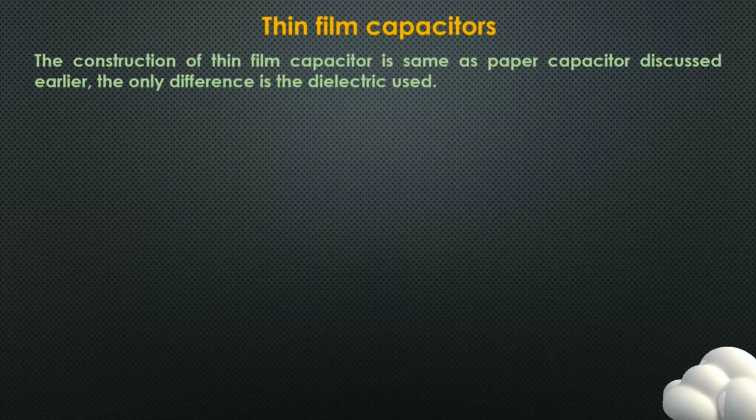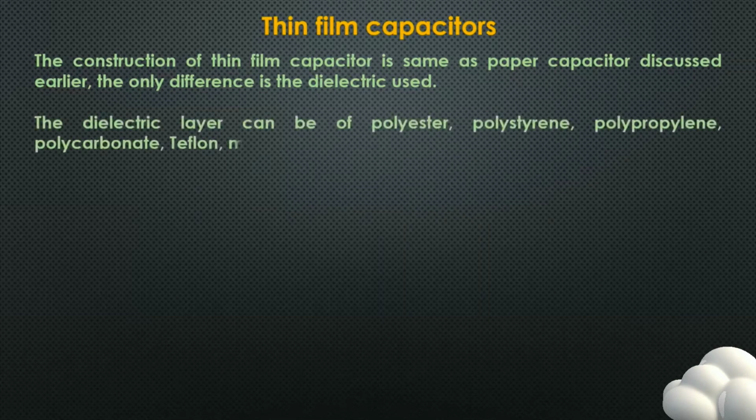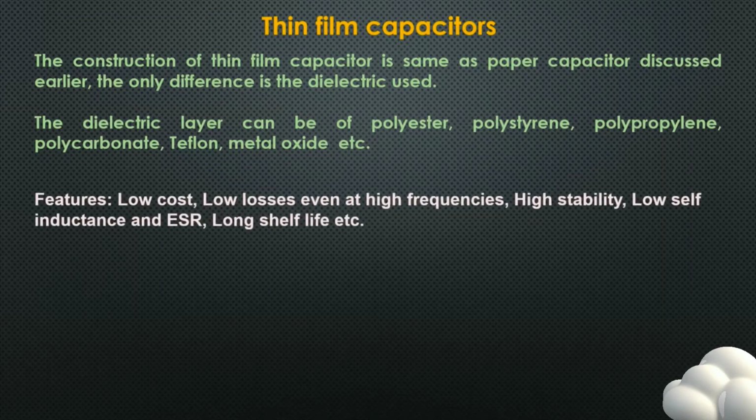Next is thin film capacitors. The construction of thin film capacitor is same as the paper capacitors which we have discussed just now. The only difference is the dielectric used. There was the wax paper which we have used. The dielectric layer can be here polyester, polyethylene, polypropylene, polycarbonate, Teflon or metal oxides.